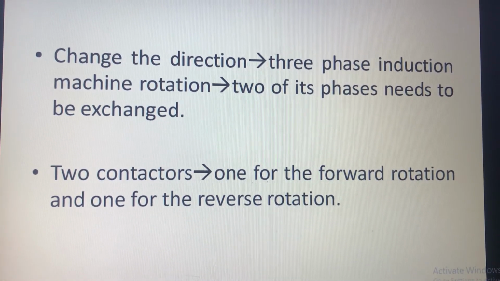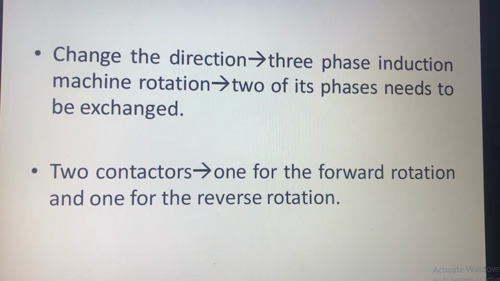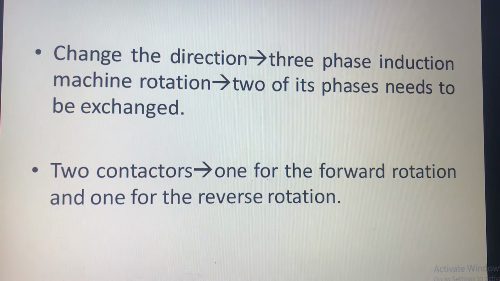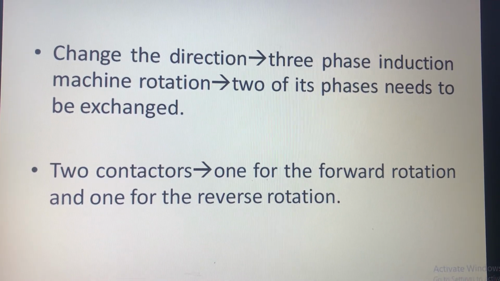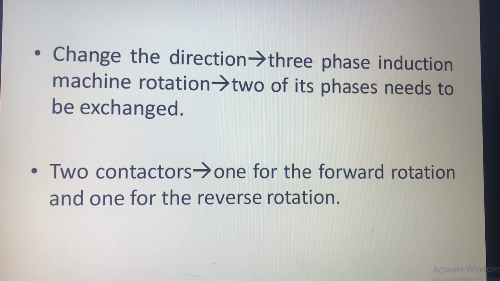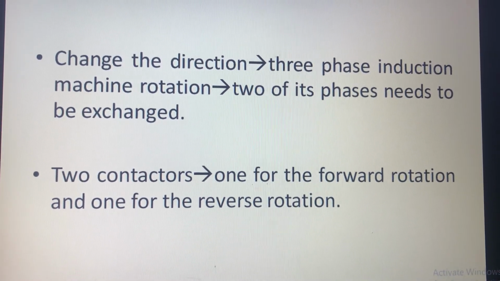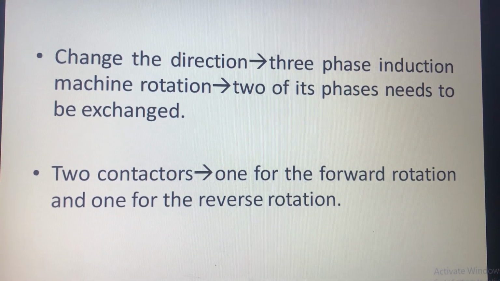So to change the direction of three-phase induction motors, we have to exchange any two phases. For example, if the phase sequence is RYB, then we can change it to BYR. The position of Y is same. We have exchanged the position of B and R phases. Now the direction of the motor will get reversed.